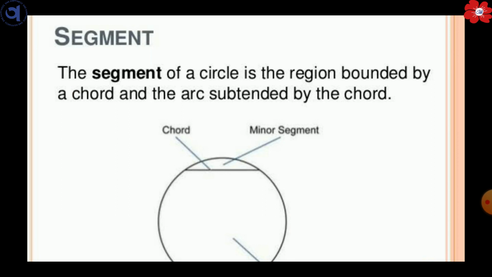Then after, the other point is segment. The segment of a circle is the region bounded by a chord and the arc subtended by the chord. You know very well about chord. A chord is a line segment joining two points of the circle, and the longest chord is called the diameter.